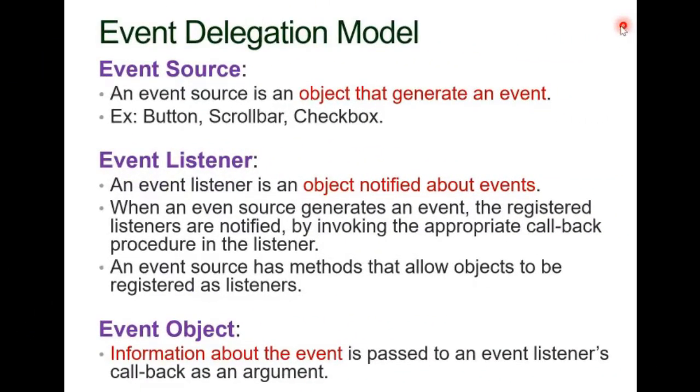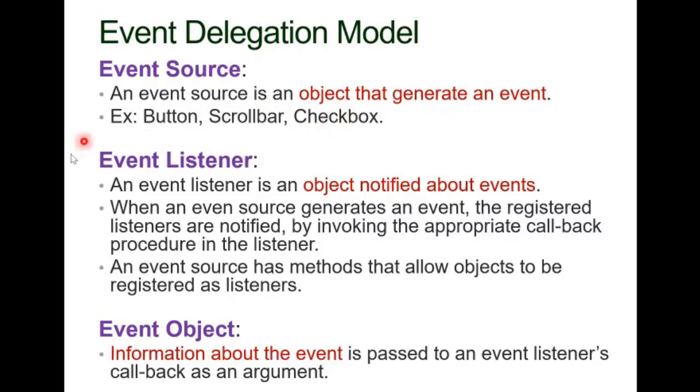Now we come to the event delegation model. In that model, we have three things: the event source, the event listener, and the event object. An event source is an object that delegates an event, for example a button, scroll bar, or checkbox. So we call this the event source.